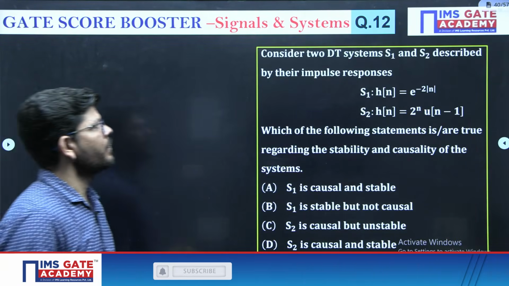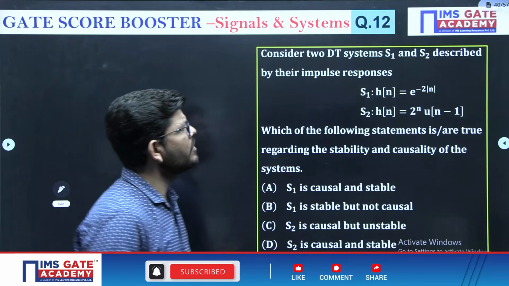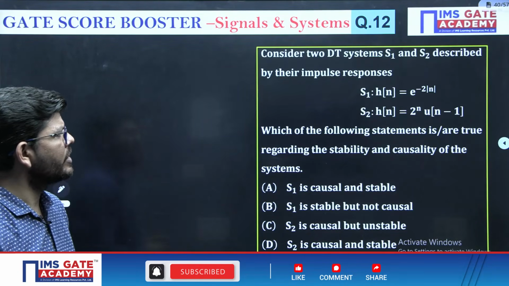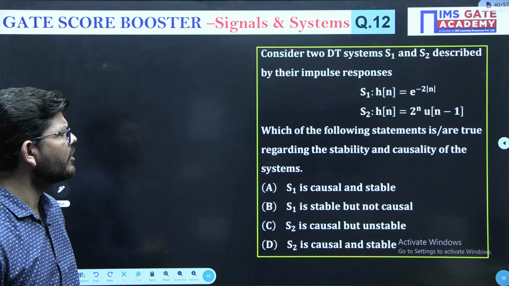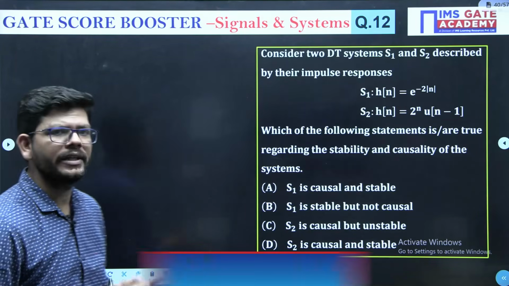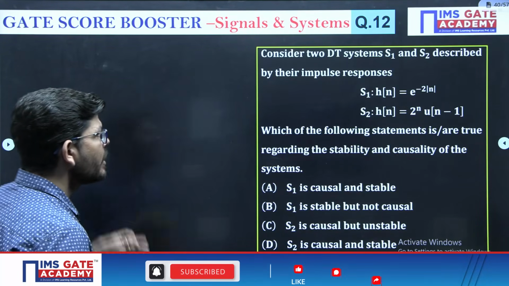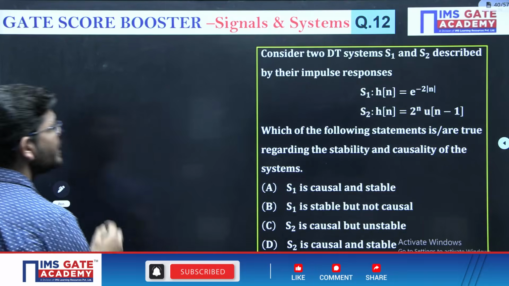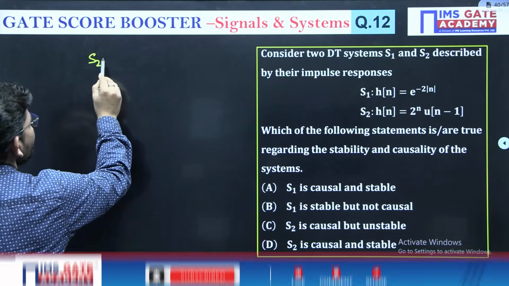Now see this question. Consider two discrete time systems S1 and S2 described by these equations. Which of the following statements are true regarding stability and causality? Same thing we have to do again. So let us see S2 first, because S2 is an easy one.